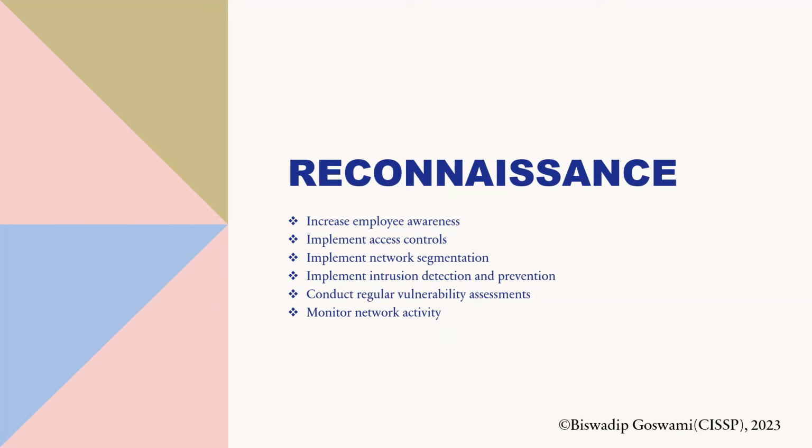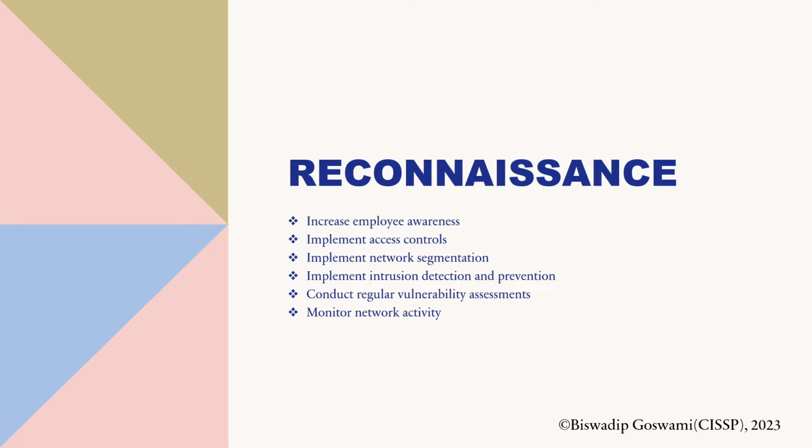Let us talk about reconnaissance stage mitigations. A large financial institution is targeted by a group of hackers who have been carrying out reconnaissance activities to gather information about the organization's network and systems. The hackers have been using various techniques, including social engineering, open source intelligence gathering, and network scanning to identify potential vulnerabilities. Mitigation steps. Increase employee awareness.